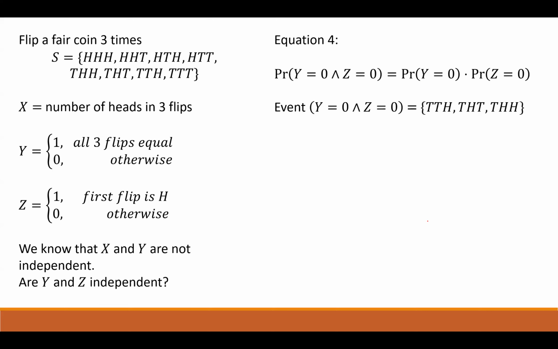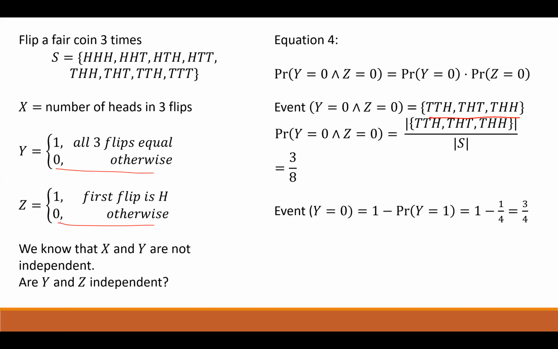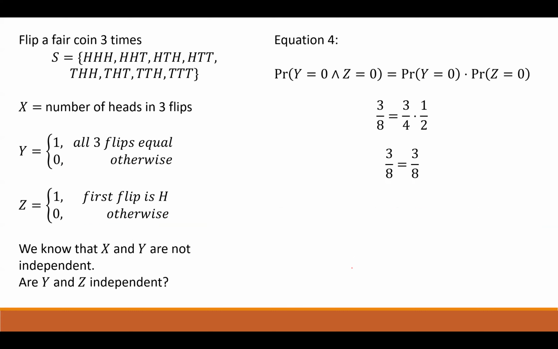Y equal to 0 and Z equal to 0. So they're not all equal, and they start with tails. There's 3 outcomes in that event. That's probability 3/8. The event Y equal to 0, so this should be the probability that Y is equal to 0. I use the complement rule. We already did that. We got 3/4. And event Z equal to 0, well, that has probability 1/2. So again, we have 3/8 is equal to 3/8. All right. So Y and Z are independent random variables, because we verified all 4 equations.